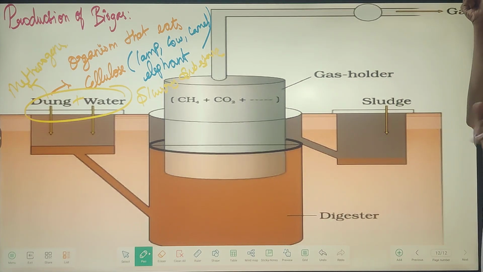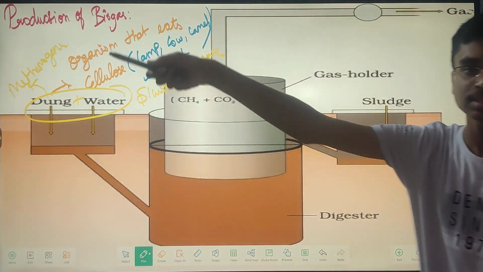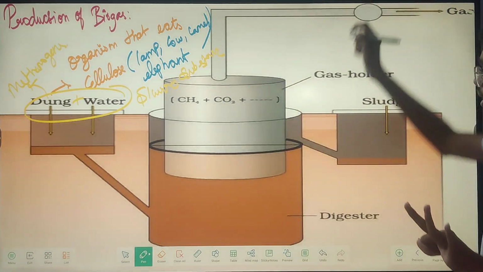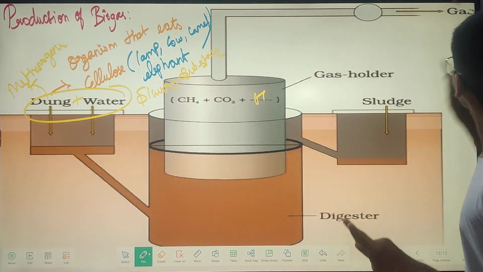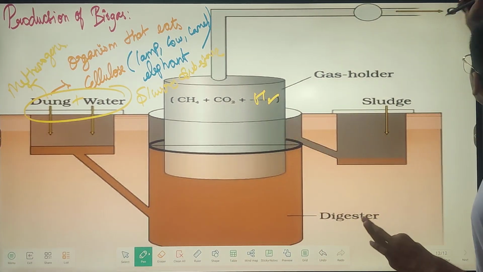In one place they are completely different. Over there we have seen CH4, CO2 and H2. Here you are going to get only H2.